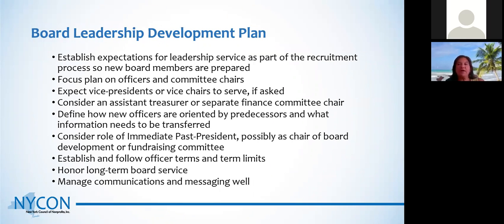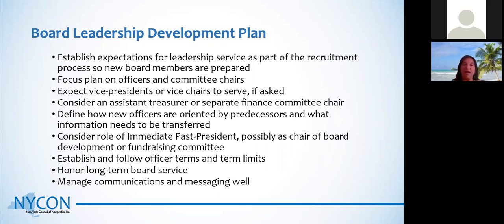You also want to think about a board leadership development plan. So establish clear expectations for leadership service as part of the ongoing recruitment process. Make sure that they're prepared for that. Communicate that we really want board members who are able and willing to become president or treasurer or committee chair if and when asked.